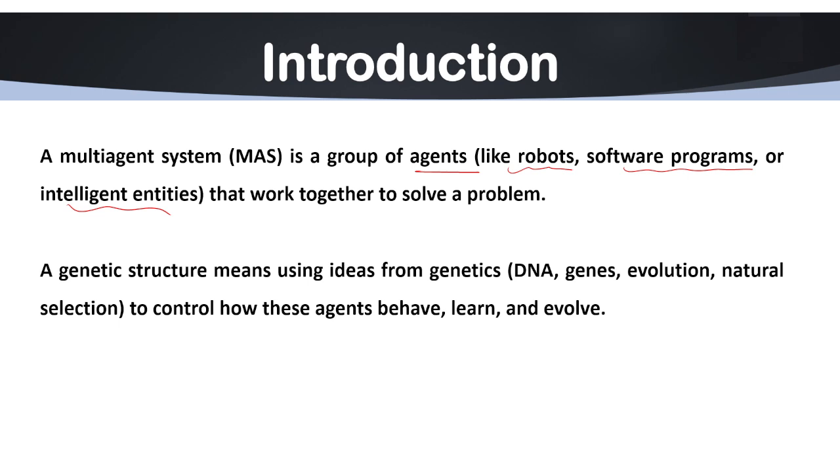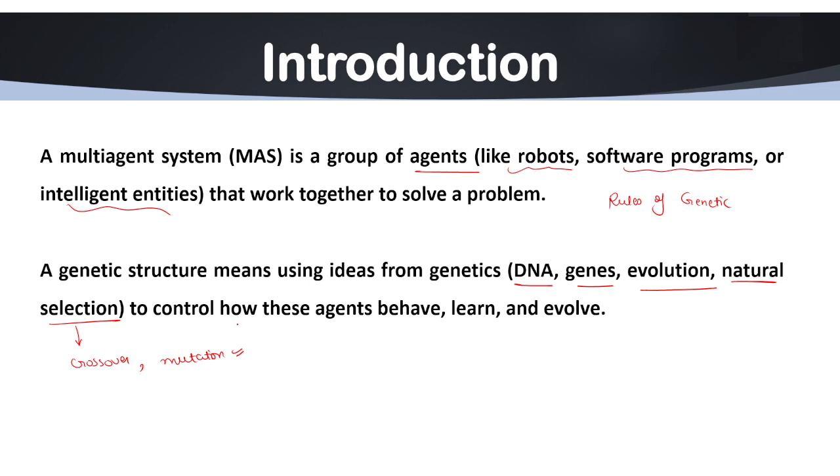If we talk about genetic structure of the multi-agent system, it means using the rules of genetics. Genetics means DNA, genes, evolution, natural selection, all these are the rules of genetics. We can also include crossover here. We can also include mutation here. So simply, genetic structure of multi-agent system means using the rules of genetics inside a multi-agent system.